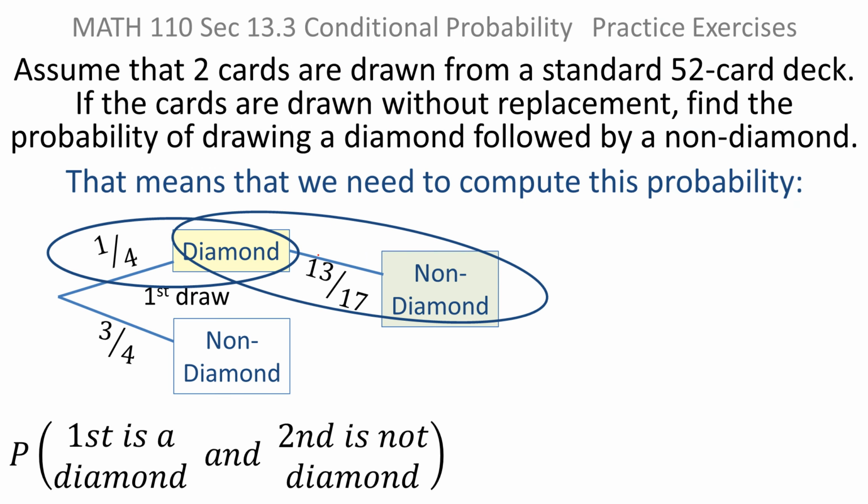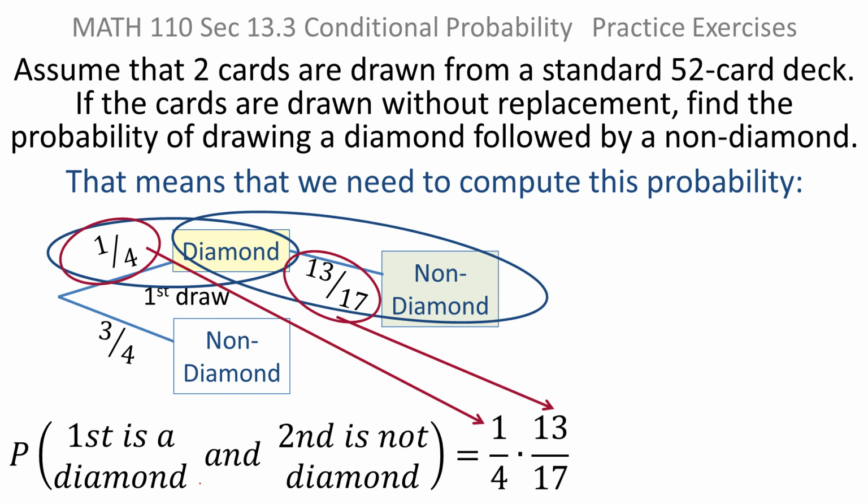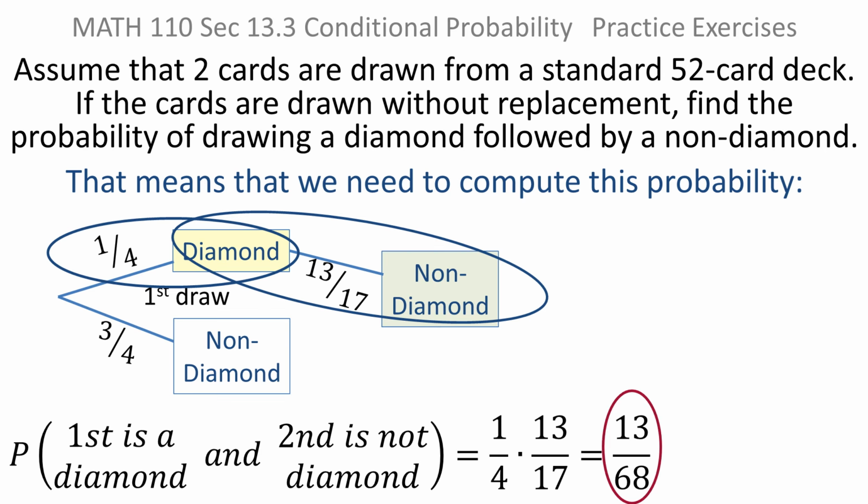Now, like I said, we don't need the whole tree diagram. If you wanted to complete the other branches, you could, but we're only interested in that one. We know that when we're doing the probability along a branch, we simply multiply. So the probability that the first card drawn is a diamond and the second card is not a diamond is simply the product along that branch. So it'd be 1/4 times 13/17, which is 13/68.